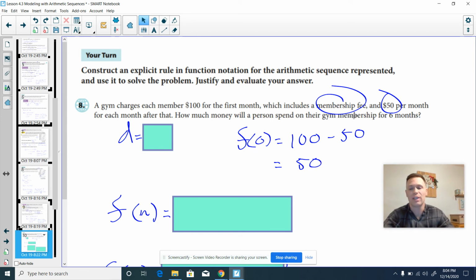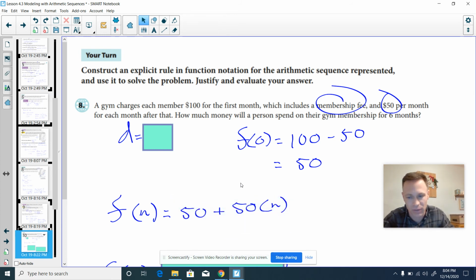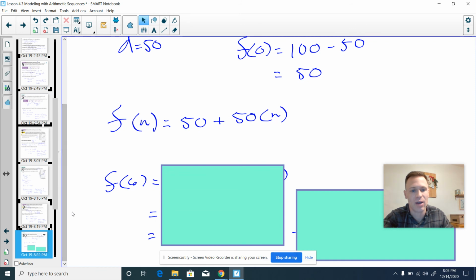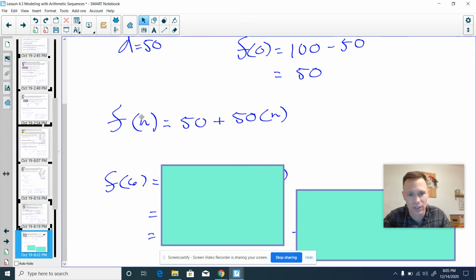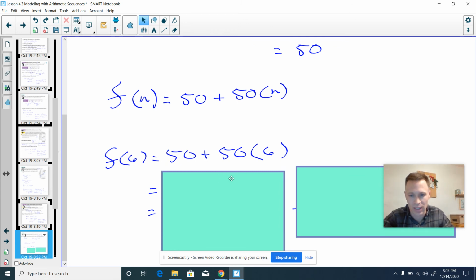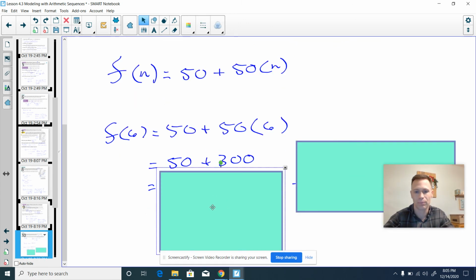Before they can't charge me the full $100 until after I've been there a month, unless they make you prepay. All right. So my f of n is going to be, again, 50 and 50 is just coincidence, but those are what each of those values are. My common difference is 50, and my first term is 50, my 0th term. So then I use that now to go ahead and find the value of 6 months. So that means my n is 6 because n represents months here. So f of 6 is equal to 50 times 6. That's going to be 300.